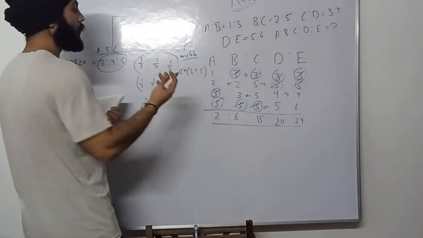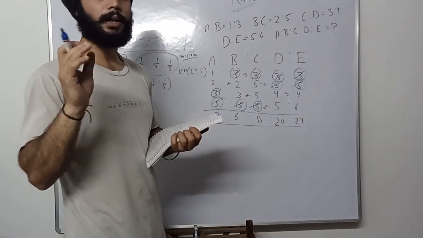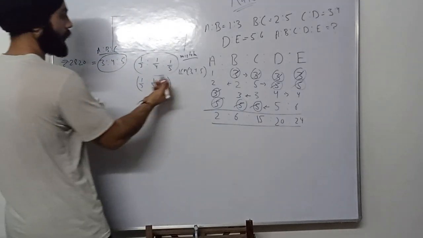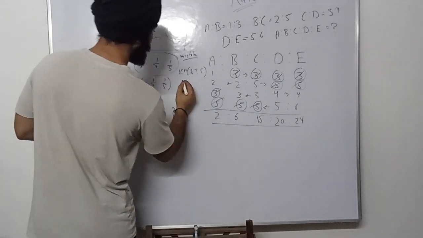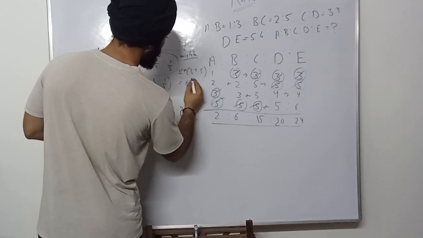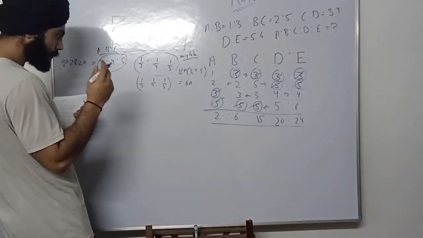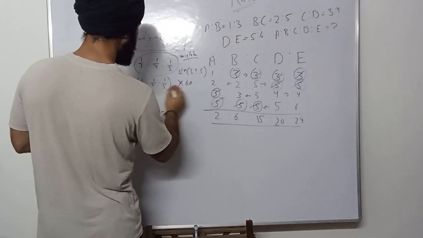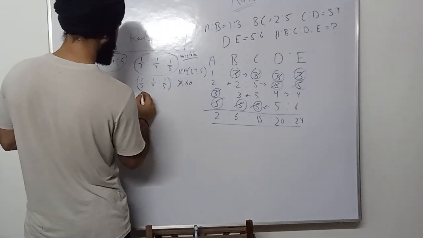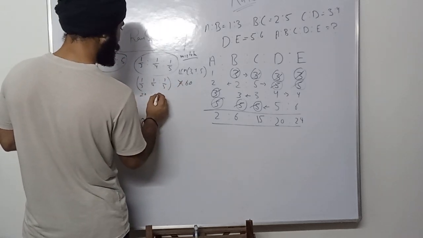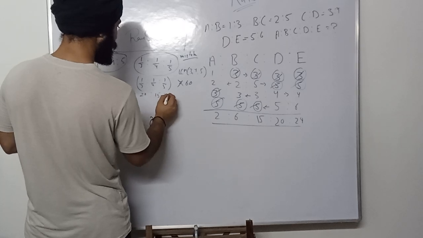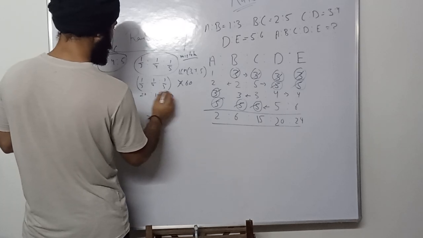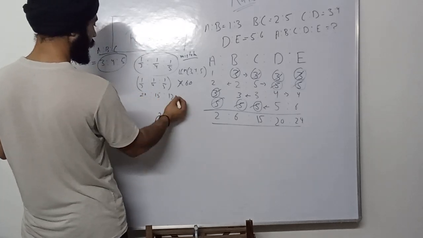We have to find that number which is divisible by all 3 numbers. So 3 times 4 times 5 is equal to 60. 60 is the number that is divisible by all 3 numbers. So we are going to multiply 60 with them. So the ratio will be 20 ratio 15 ratio 12.